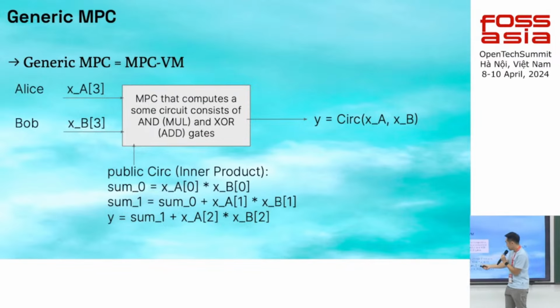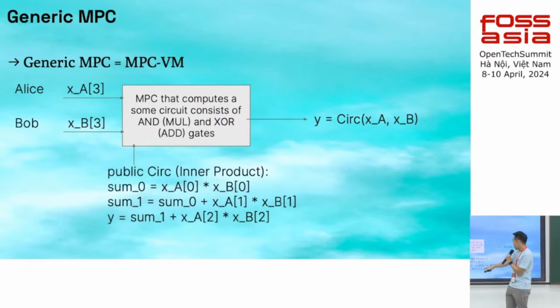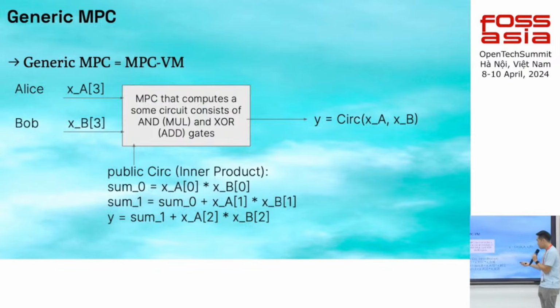Thì chẳng hạn như đây là một mô tả của quá trình tính tích vô hướng. Mình sẽ tính XA0 nhân XB0 gán tạm vào một biến, rồi sau đó tính XA1 nhân XB1 gán tạm vào một biến, mà phải cộng thêm biến trước đó nữa, rồi cuối cùng là XA2 nhân XB2 cộng cho biến trước đó, thì cuối cùng mình sẽ ra được kết quả y này.